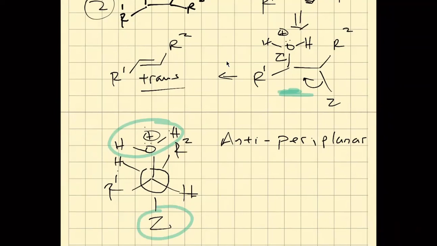All right, so we're going to take what we know from here, and we're going to use it to help to understand the Peterson olefination, which is a type of olefination that uses a system similar to this, where Z is a silicon group. All right, any questions so far?